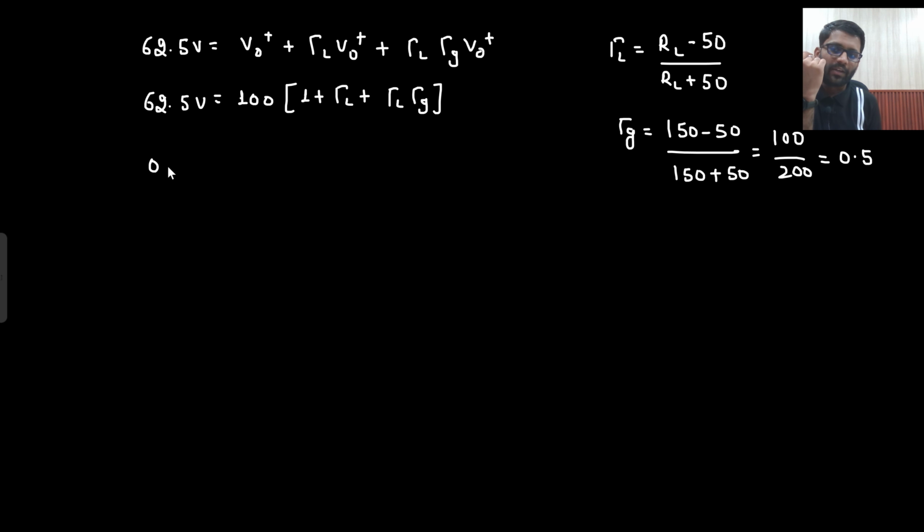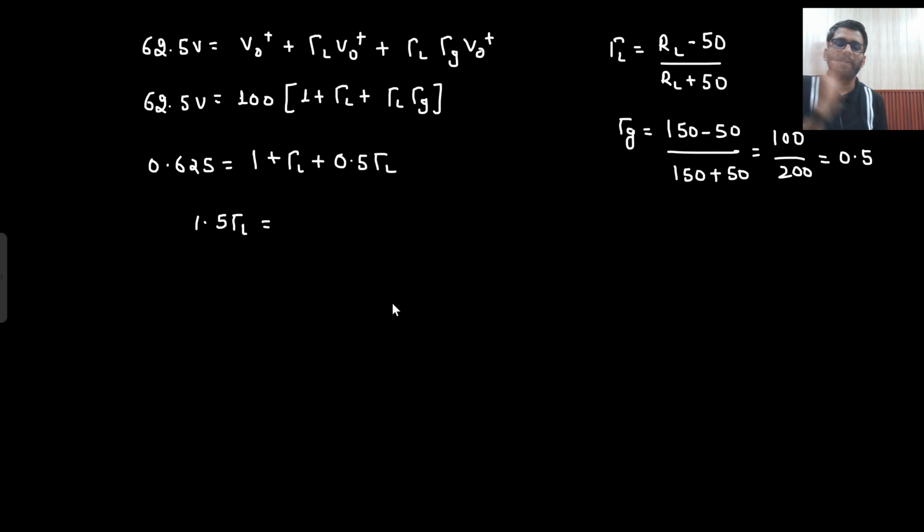Okay. So from here, what do I get? 0.625 is equal to 1 plus gamma L plus 0.5 gamma L. So 1.5 gamma L is equal to a negative answer we are getting, right?